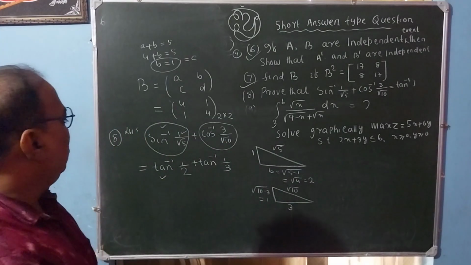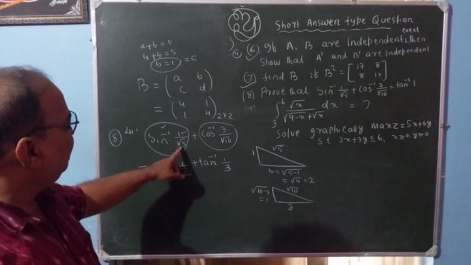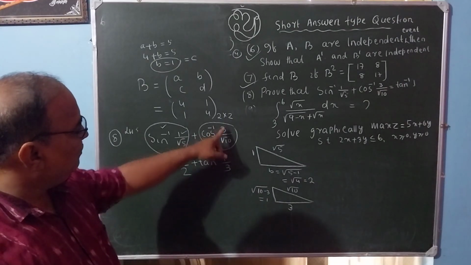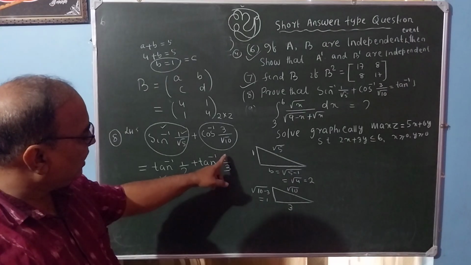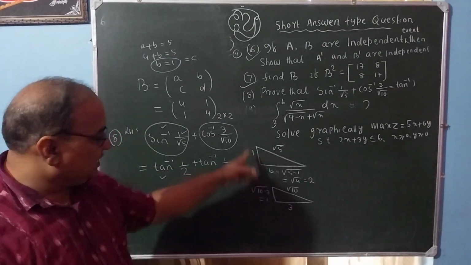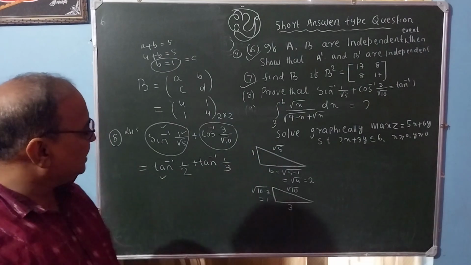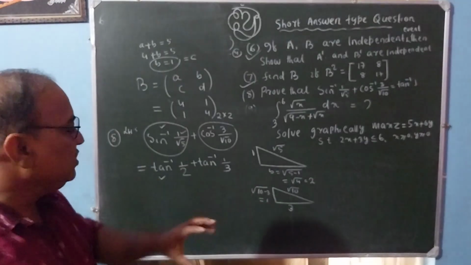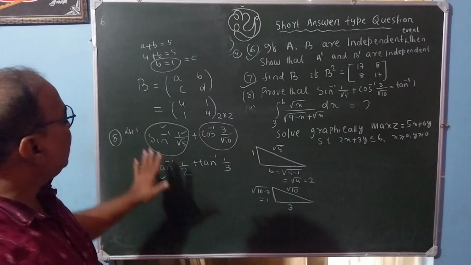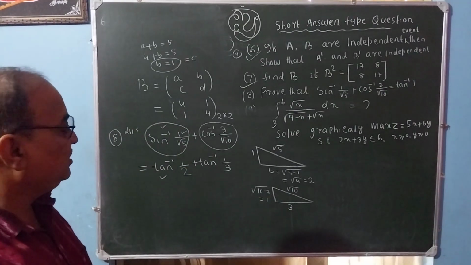Okay. So sine inverse 1 by root 5 is converted to tan inverse 1 by 2. Cos inverse 3 by root 10 is converted to tan inverse 1 by 3. By using the right angle triangle, this is a very useful concept by means of which we convert all inverse trigonometric functions to other inverse trigonometric functions.